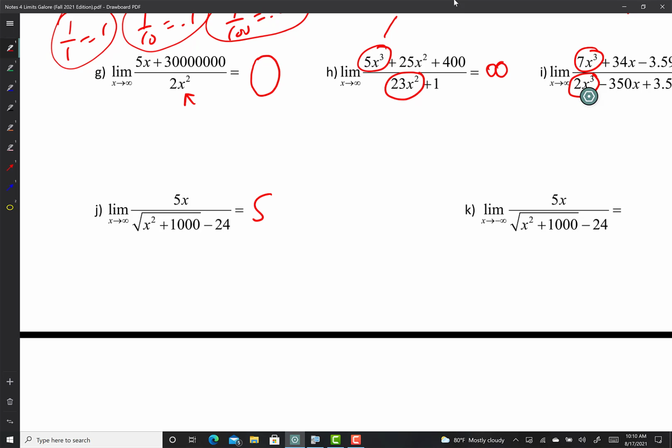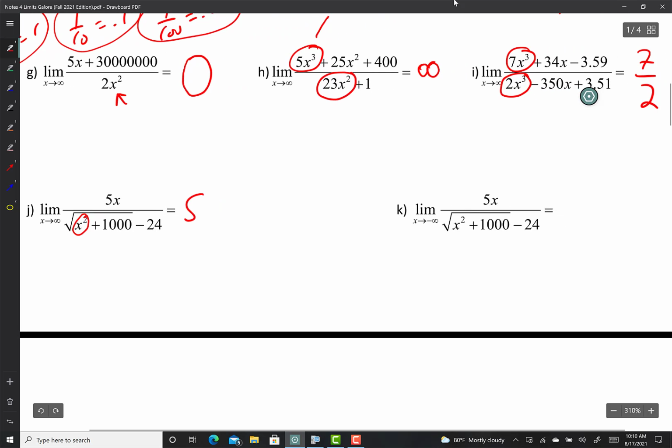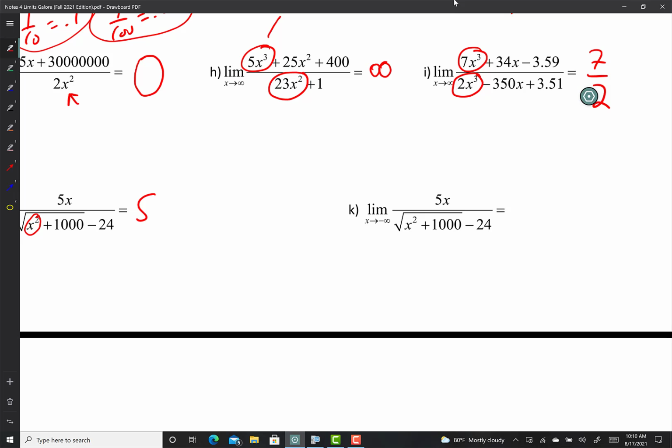The end behavior of the square root of x squared, you only pay attention to the x squared. The square root of x squared is x, so I have 5x over x, which is 5. Now look at k. It's almost the same. It's negative 5. Make sure we know how we got that one.